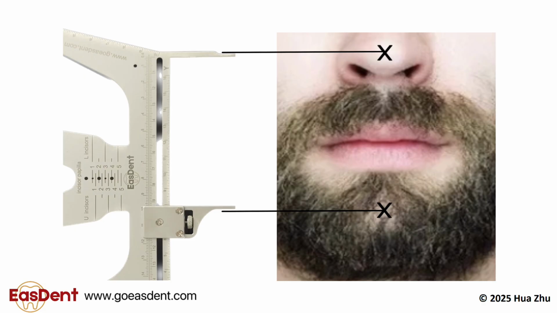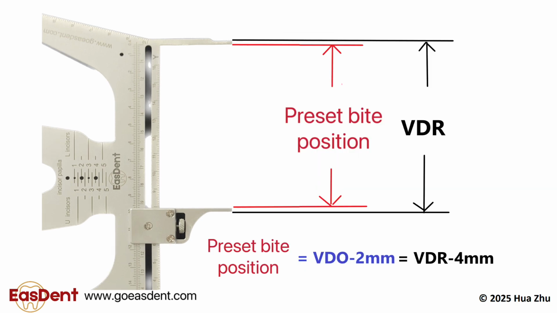If the patient has a lot of beard, it is difficult to see where the bottom of the chin is. You have to mark the tip of the nose and an area without beard on the chin to measure VDR. Use the outer edge of the longer stick and the outer edge of the movable handle. Later, guide the patient to bite down at centric until the inner edge of the longer stick and the inner edge of the movable handle line up with the two marks. Both sticks are 2 mm wide. This bite position is 4 mm less than the VDR, which has taken away the 2 mm of freeway space and provides an extra 2 mm for the final impression thickness.